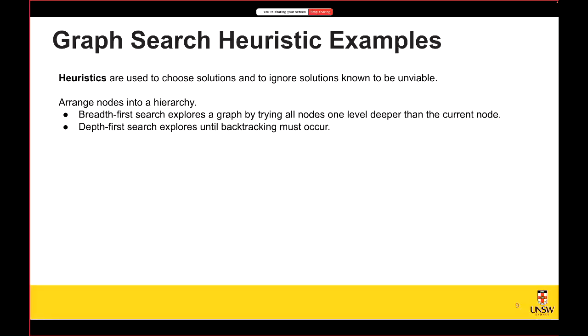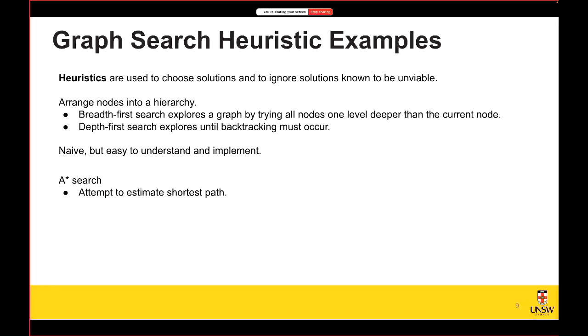These are the two most common heuristics we use when we search on a graph, and they are easy to implement and understand: BFS and DFS. We can also have some more advanced heuristics when we do a search on a graph. For example, we can do the A-star search.